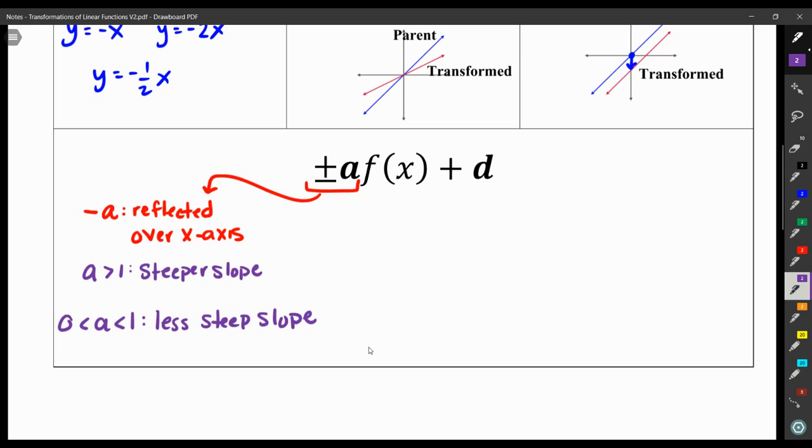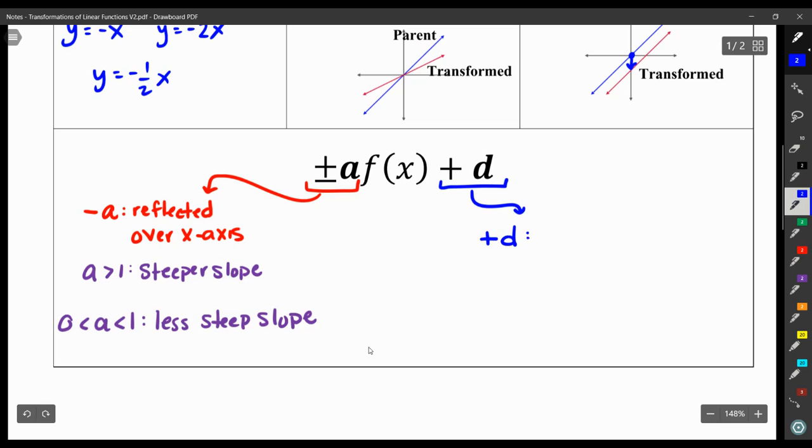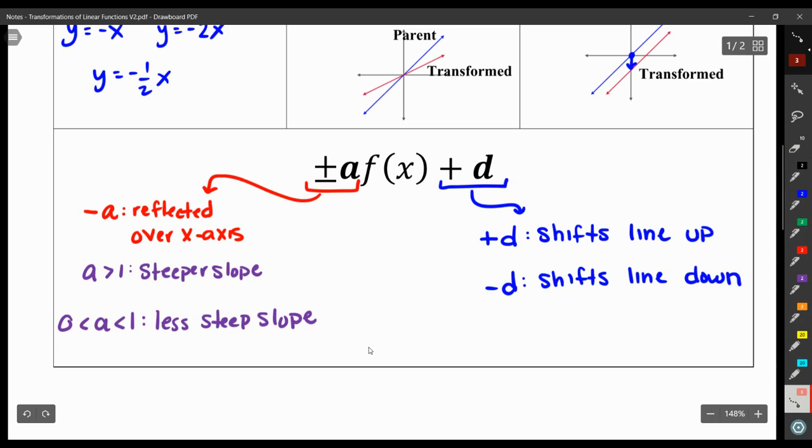A controls your slope. And then at the end, we have plus or minus a number. So we have this plus d. If I do plus something, what that does is it shifts the line up by whatever d is. And if I have minus a number, that will shift the line down by whatever d is. So a affects the slope, d affects the y-intercept.